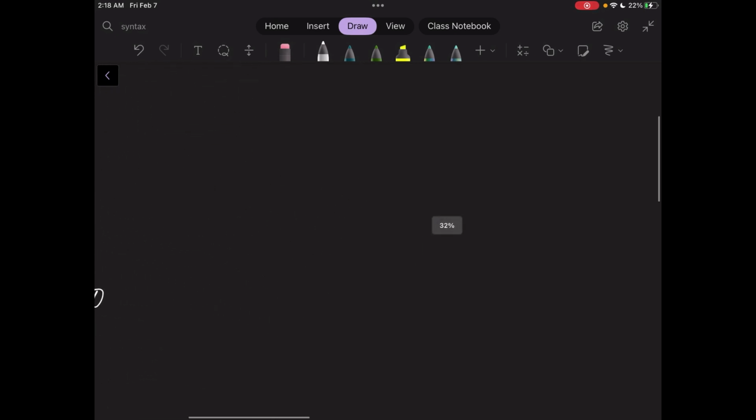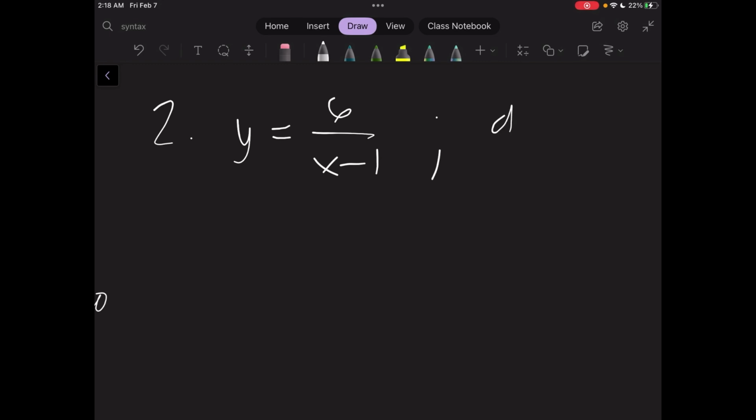Now for the second problem, we have y equals 6 over x minus 1, and we have to find the third derivative of the said equation.